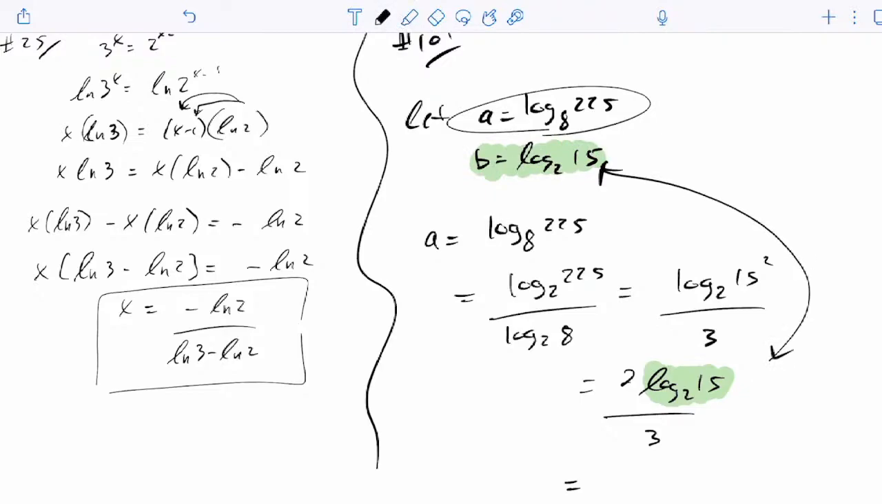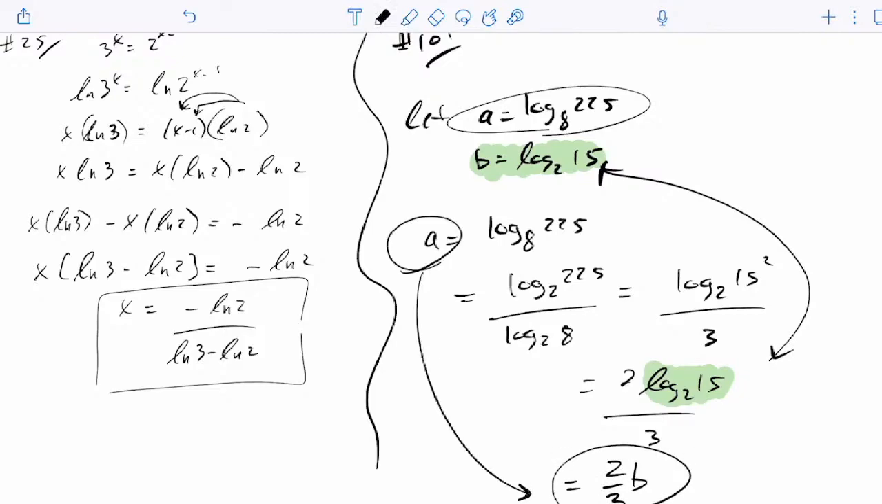See if they're the same. So that means that A is equal to 2/3 B. See? For 101.